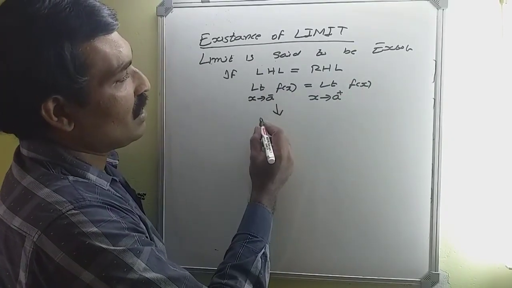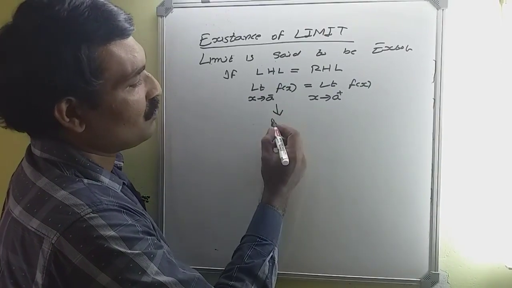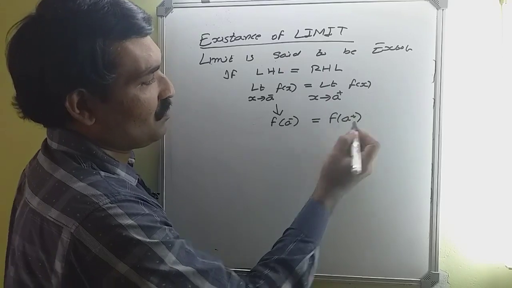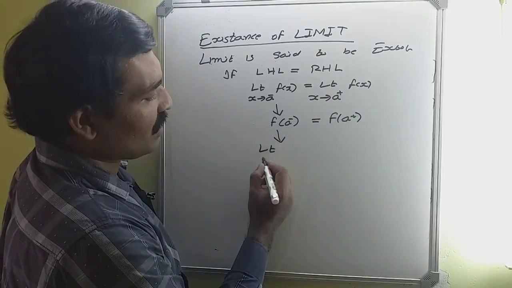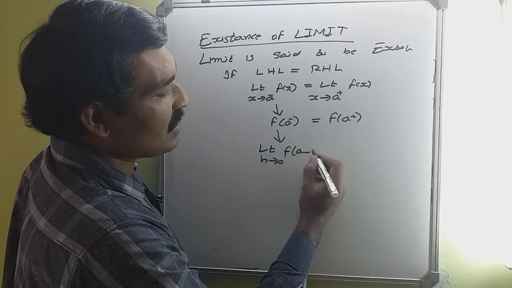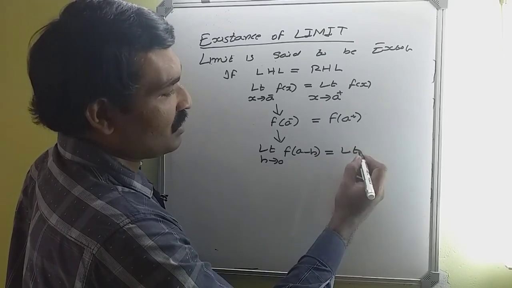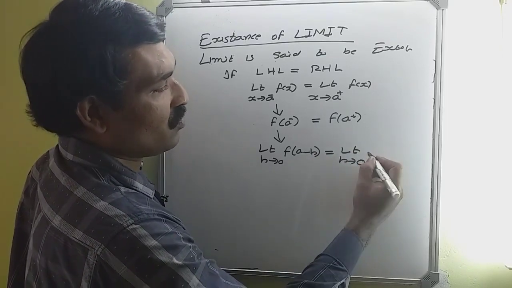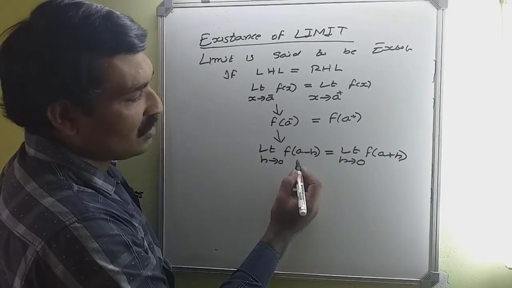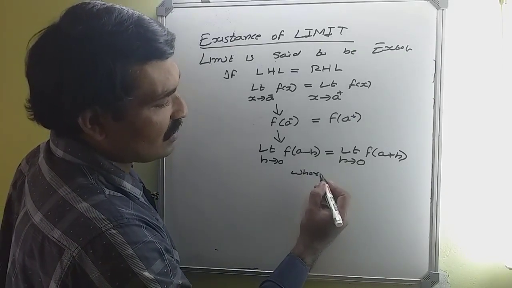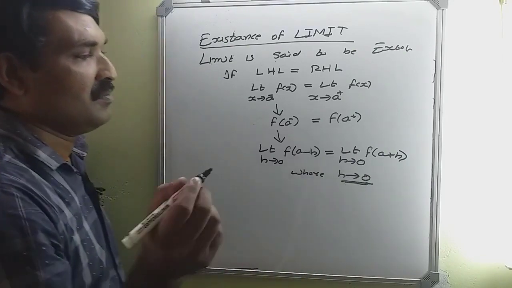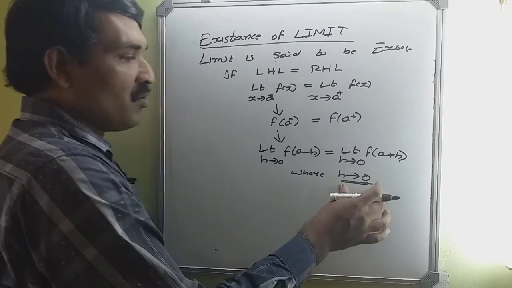This you can write as f of a minus is equal to f of a plus, or limit h tends to 0 of f of a minus h is equal to limit h tends to 0 of f of a plus h. Right. So here h is a positive number such that h tends to 0. Infinity is a very small quantity.